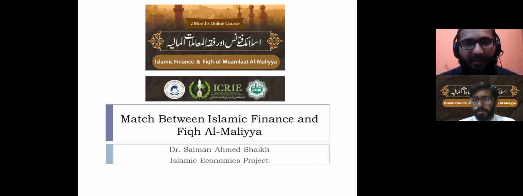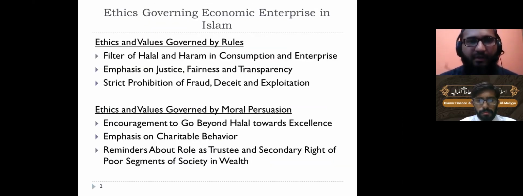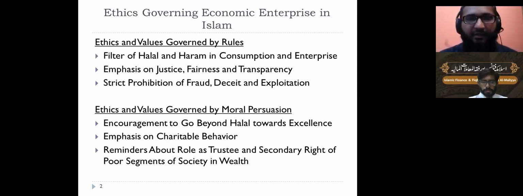Then how do we apply those principles of Fiqhul Malia in Islamic finance? When we develop financial instruments and when we execute different transactions in Islamic finance, how do we use the principles in Fiqhul Malia to conduct our business operations and financing operations? So first of all, let us briefly recall the different principles that govern Islamic finance, or you can say Fiqhul Malia in Islamic finance.